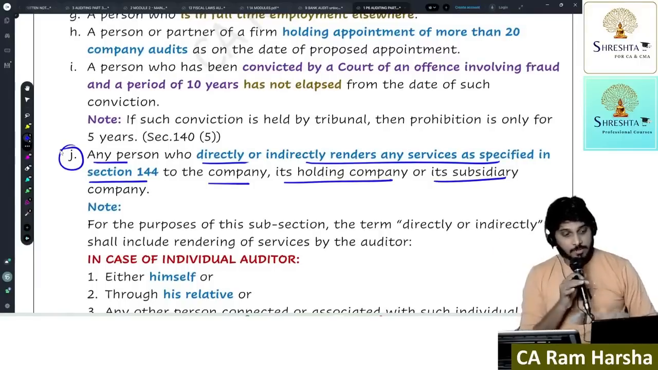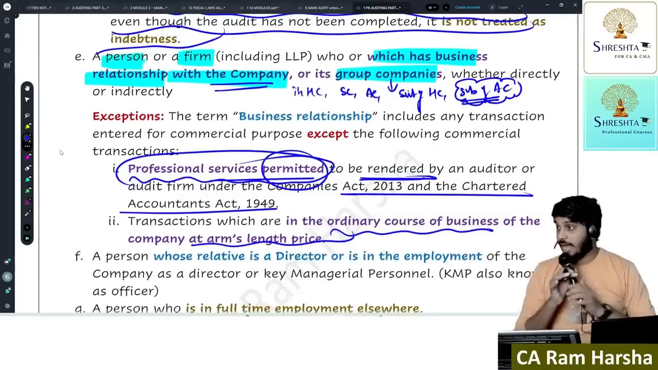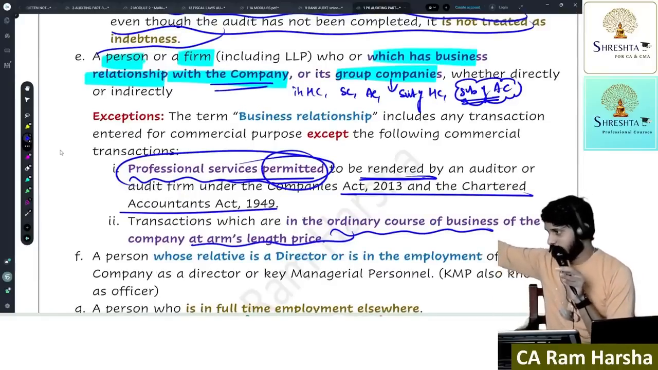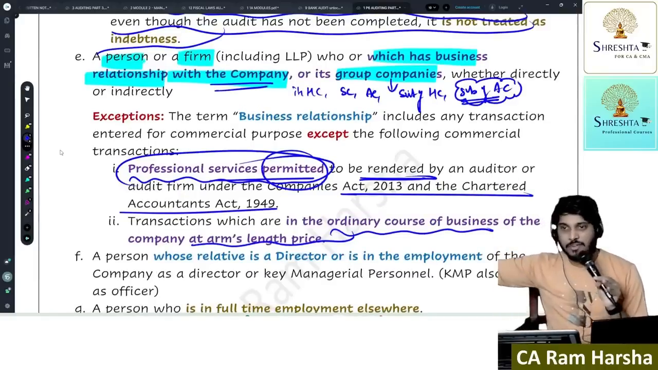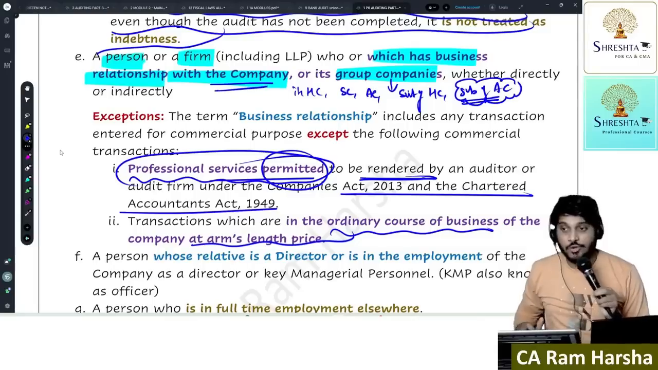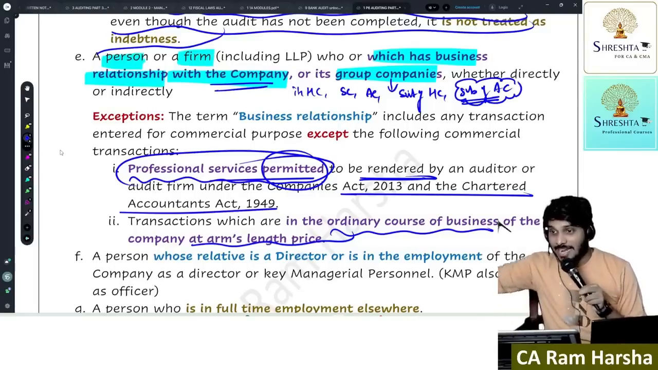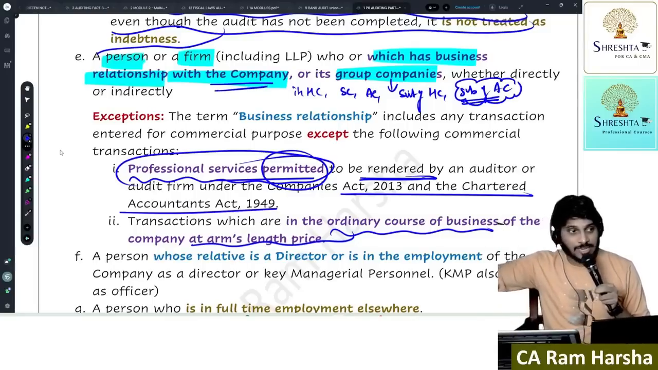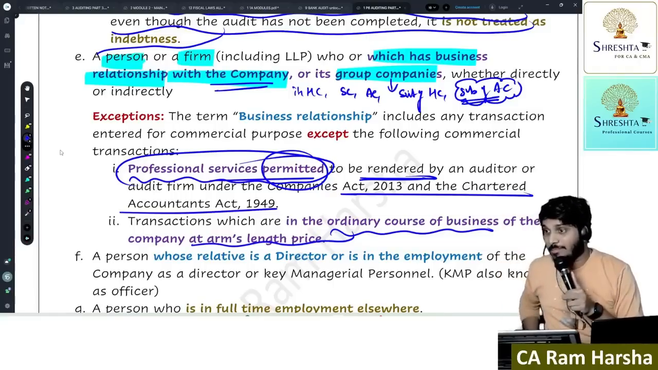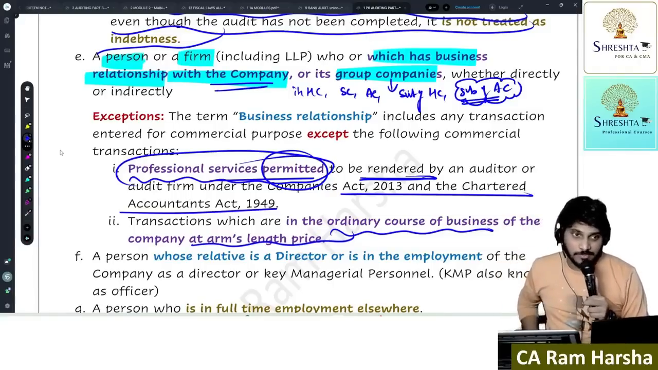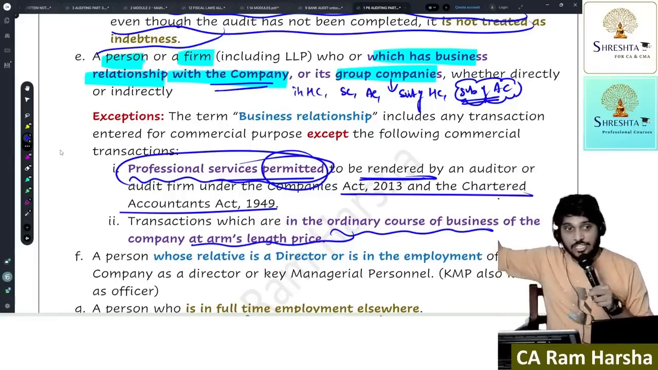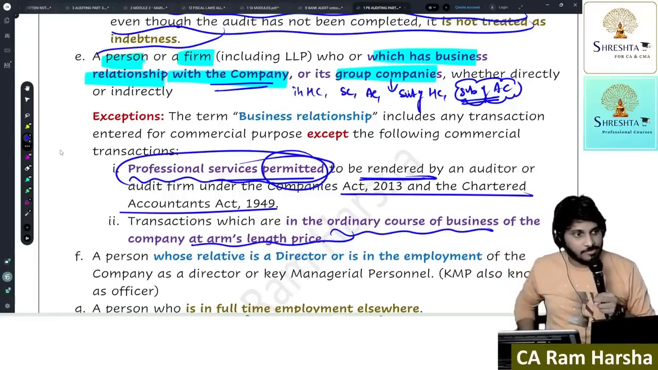Yes. If it is a permitted service, even though you have some relationship with the company, we will not treat it as a business relationship. Apart from permitted service, apart from consumer relationship, if you have any reseller relationship with the company, distributor, dealer, authorized dealer, any such kind of relationship, what will happen? You are disqualified. Are you getting the point? Because if you have a business relationship, you have an interest in the company, self-interest threat again. Next.